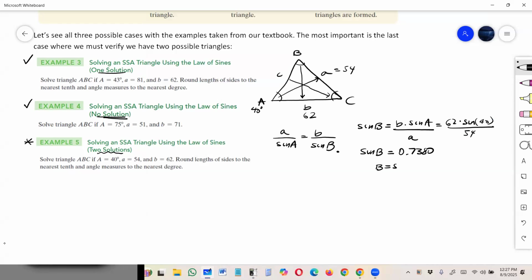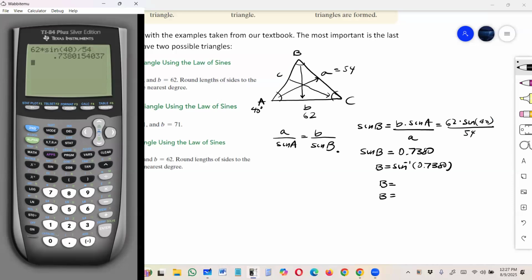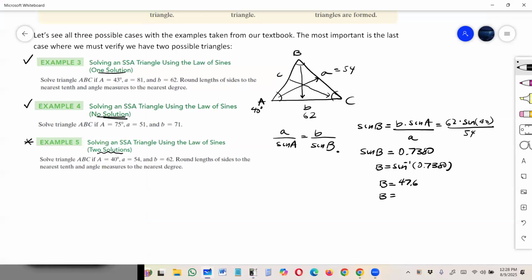And you already know to find the angle, we're going to do the inverse. Now, this is going to give us two values. The calculator is going to give us one, and we have to find the other one. So sine inverse, so second sine for the inverse here with the -1, and 0.7380 or just 8. And the calculator will give us one angle. I am going to say that this is 47.6, okay? 47.6, one decimal only. We have to find the other one. The calculator won't give us the other one.